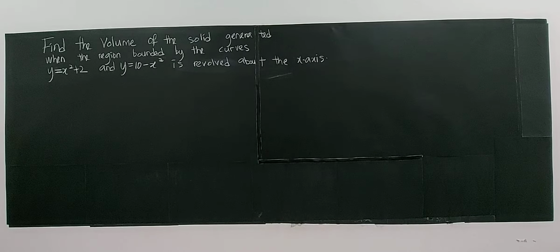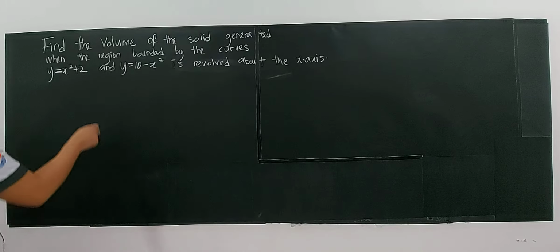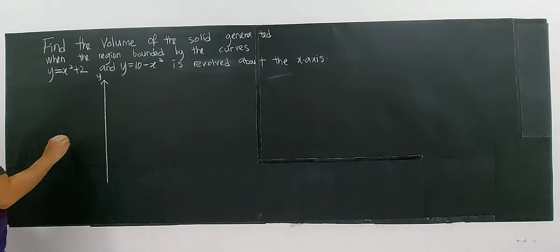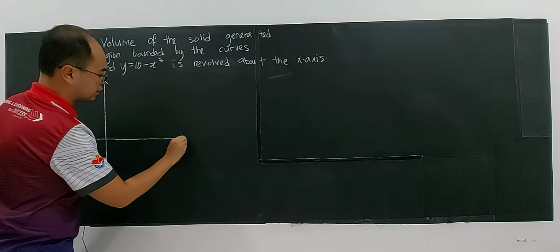Hi. Alright, in this video, we're going to talk about the volume of solid generated between two curves by rotating about the x-axis. Alright, so let's sketch the graph for this. What does it mean by the volume generated for the region bounded by the two curves?